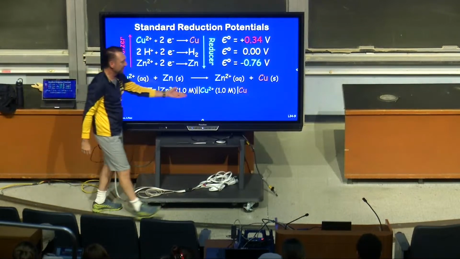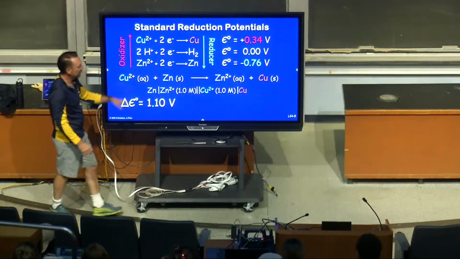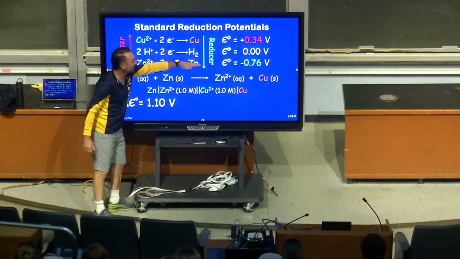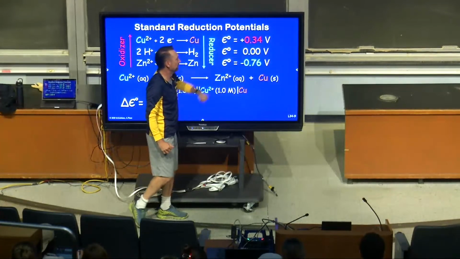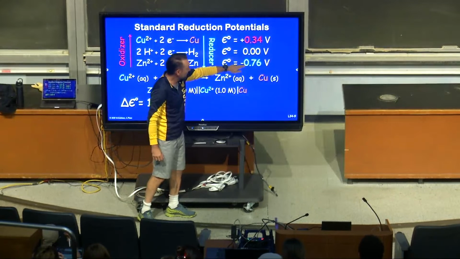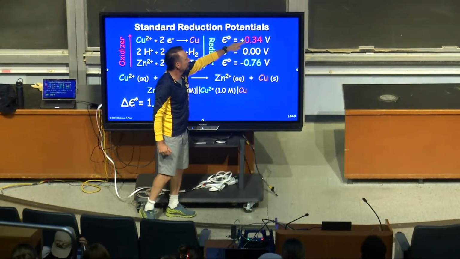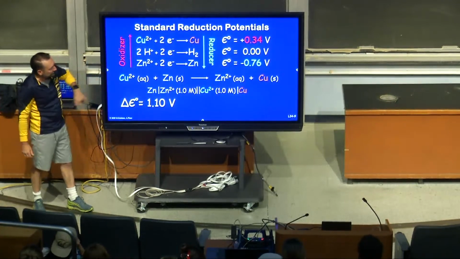I don't care if you can write this part. You get a voltage, and of course, if you write this one and the reverse of that one, you would add the voltages. This one and the reverse of that one. The reverse of that one is plus 7.6. So that plus that gives you this 1.1 volts.